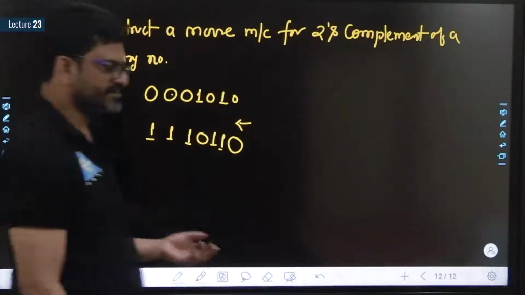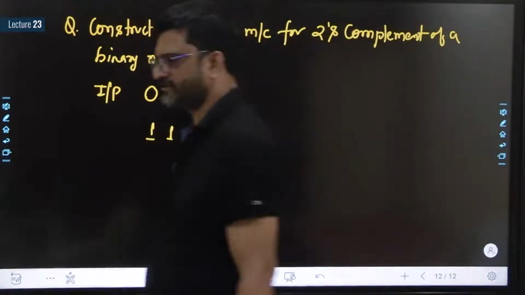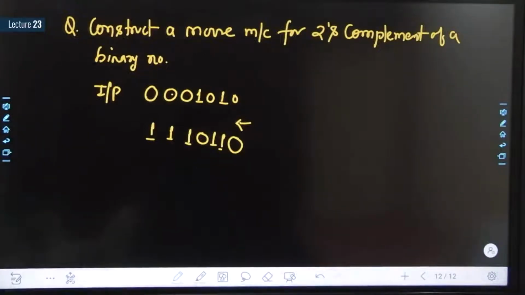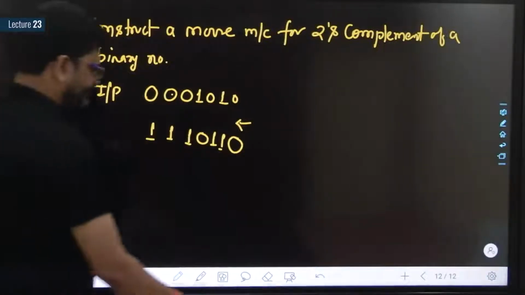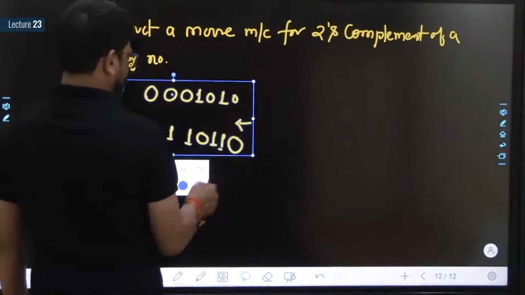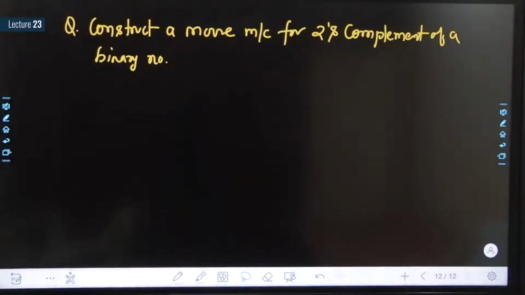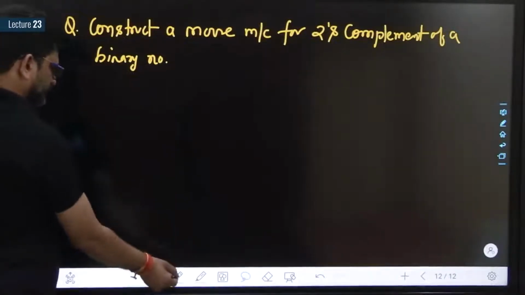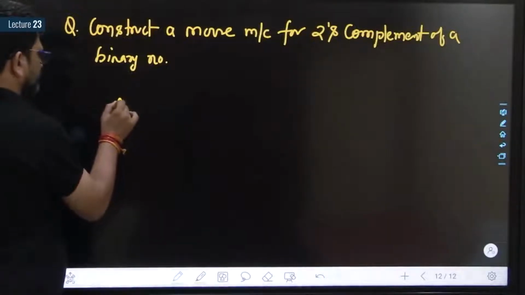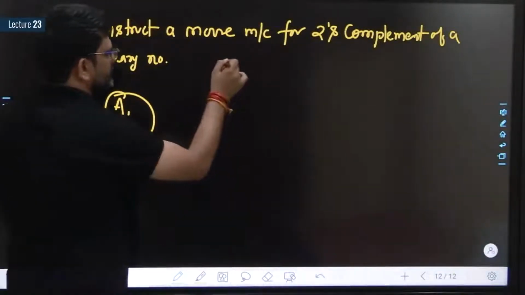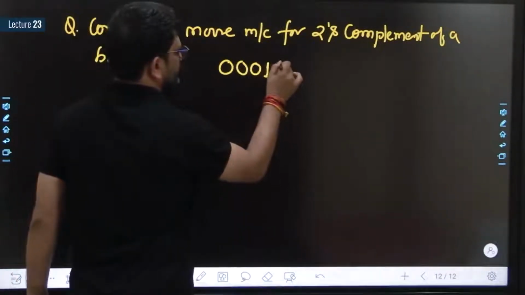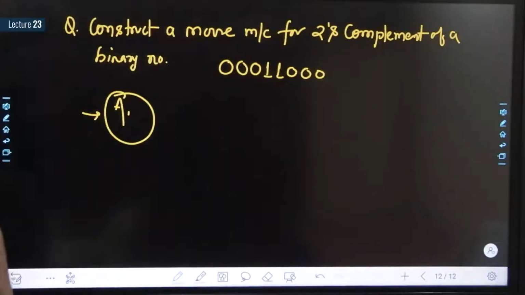Assume that the machine reads the input from right to left. Please construct the machine. See. Please try to do this question. This is the input. Suppose this is input. Clear?